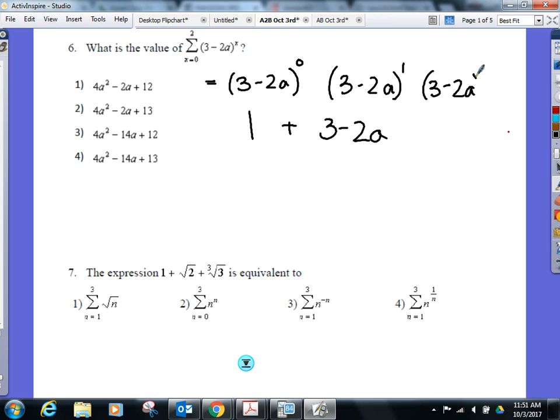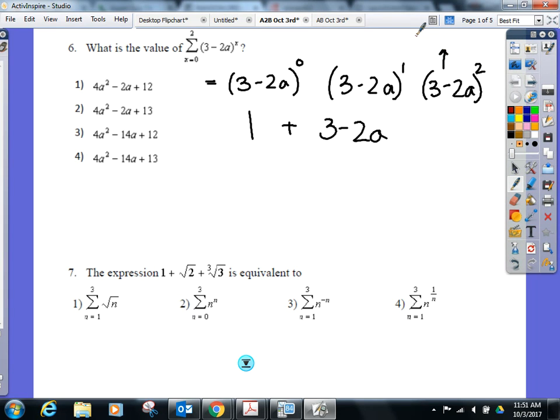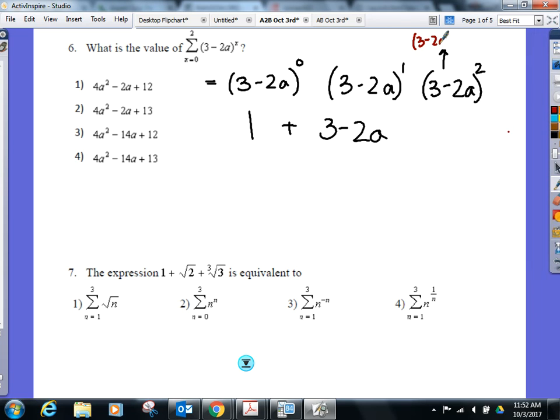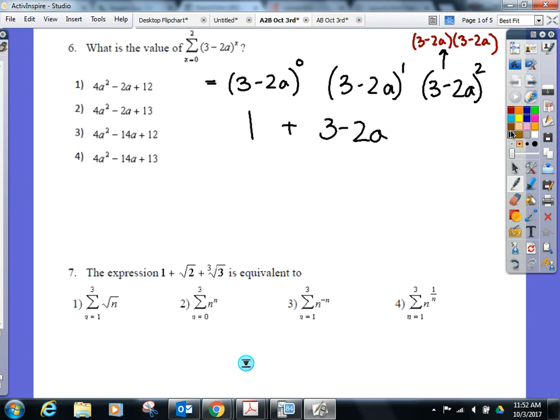Unfortunately, now we got to do a little bit more work. You're seniors now. Hopefully, we're just not distributing that 2. Remember, this is the same as 3 minus 2a, 3 minus 2a. And then you're distributing it from there. So I'll ask somebody in a second what you end up getting.